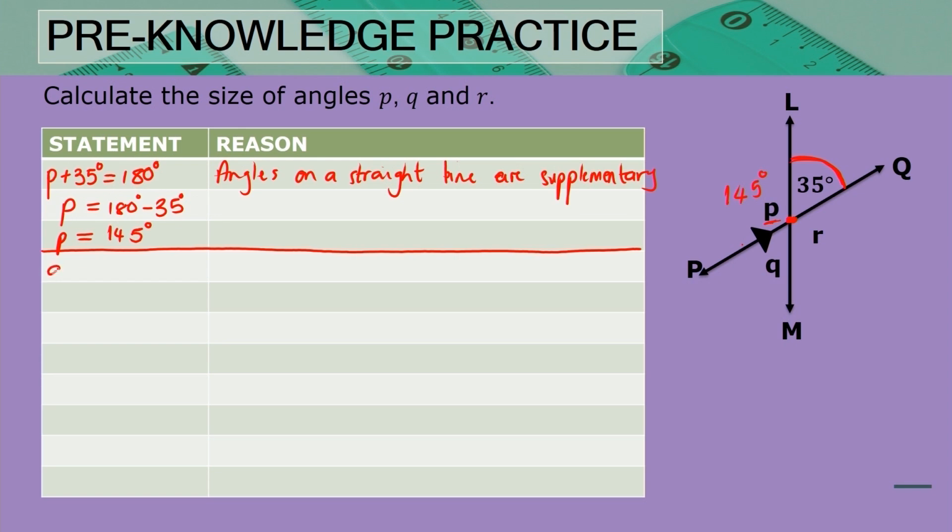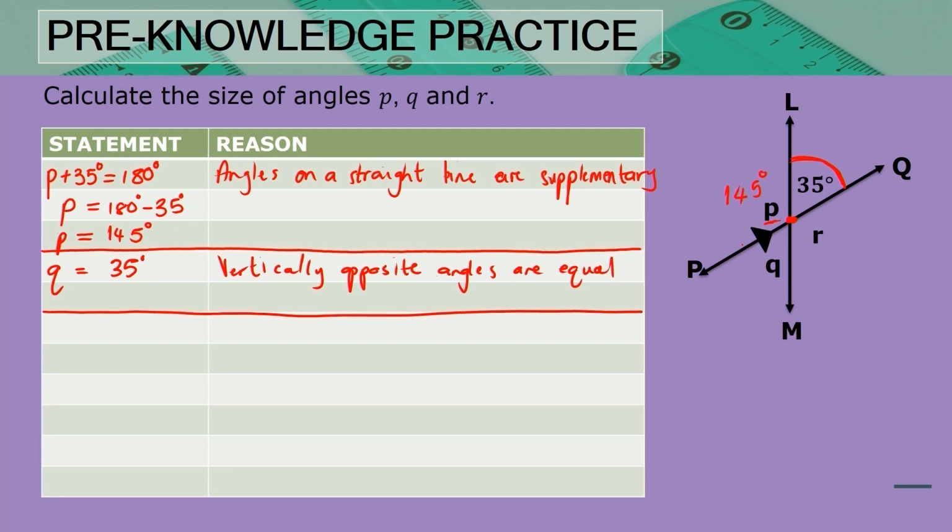So that means that our Q is equal to 35 degrees, and the reason for this is that they are vertically opposite angles that are equal. That would be our reason for that calculation. So we know that that angle there is 35 degrees.